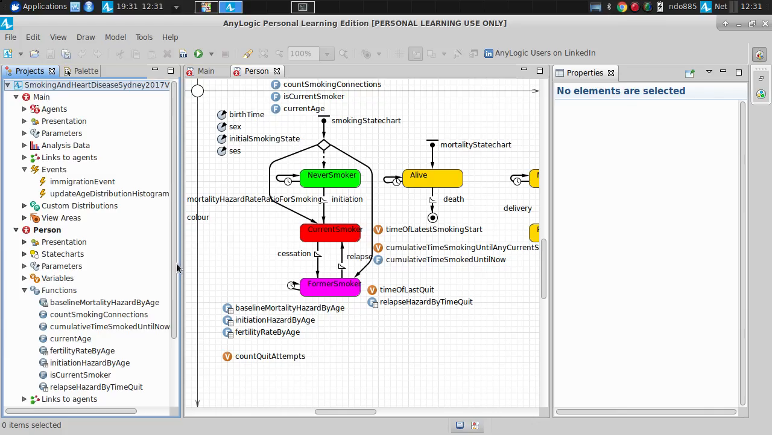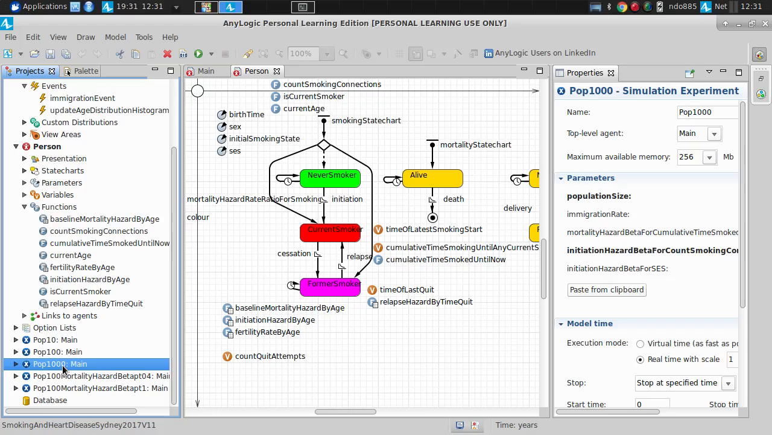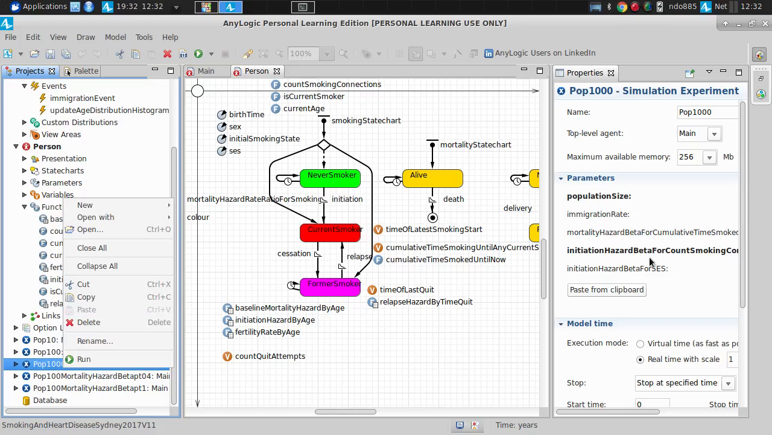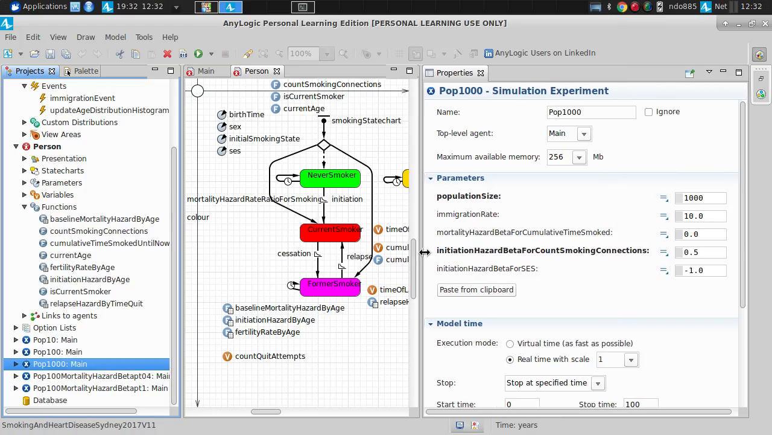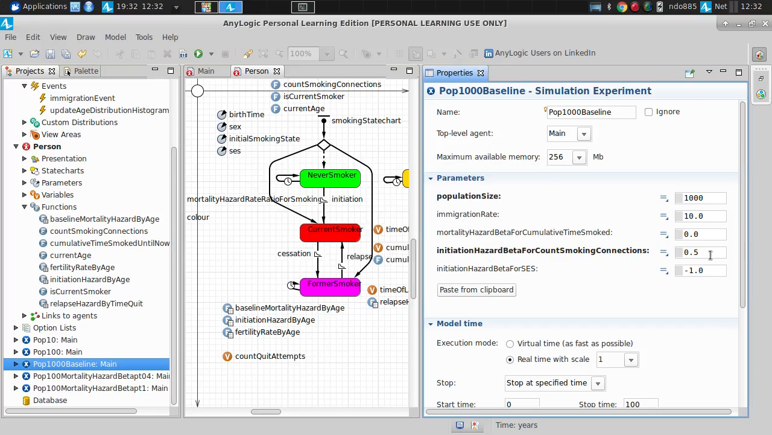So this is one of the things we do to learn from a model. Here's our population, 1,000. I've got to be really careful here. Baseline. And I'm going to return all these. Notice that in AnyLogic it highlights things that you've changed from the default values. I'm going to return these to their default value.